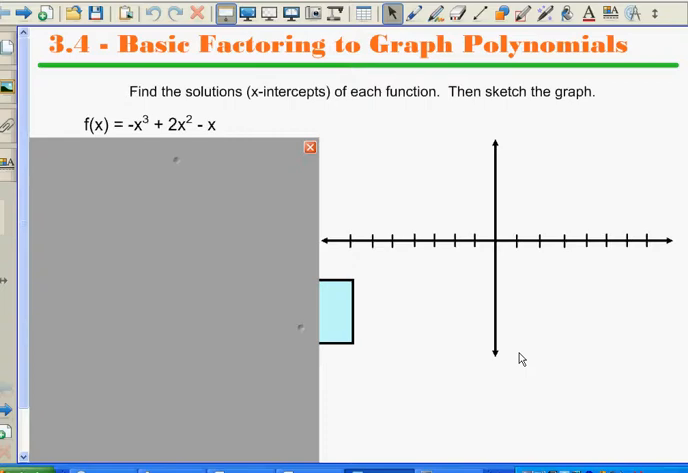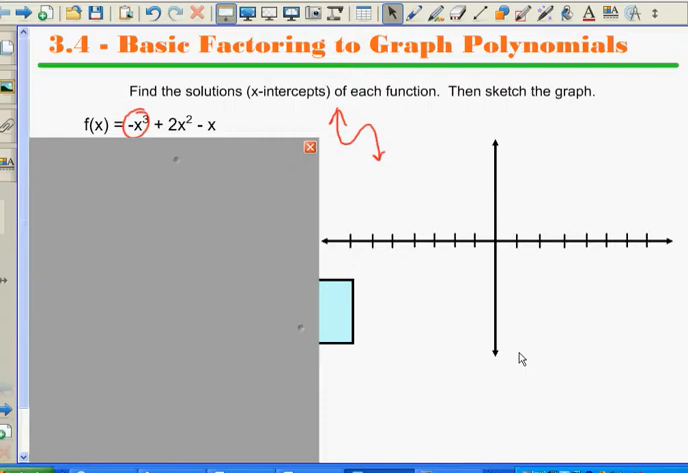One quick thing about this graph: since it is a cubic that is negative, so it's odd and negative, we know that our end behavior will look something like this, right? Odd and negative with a cubic, two terms. Okay, but let's go ahead and put it into factored form and find the actual intercepts.